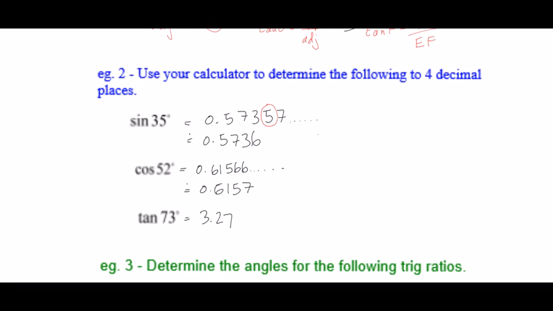Now, tan of 73 is 3.72085, and that goes on forever. And we're going to round that up to 3.2709 because in position 4, the next digit is 8. And I'm also highlighting that second one for cosine of 52. So we get 3.2709.